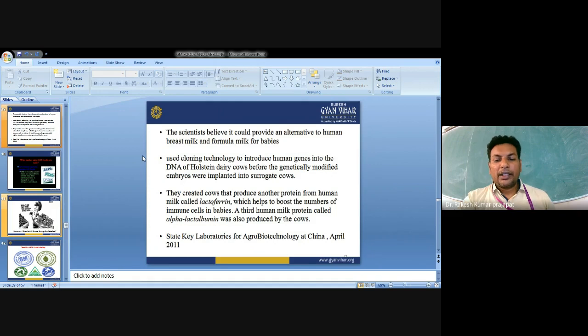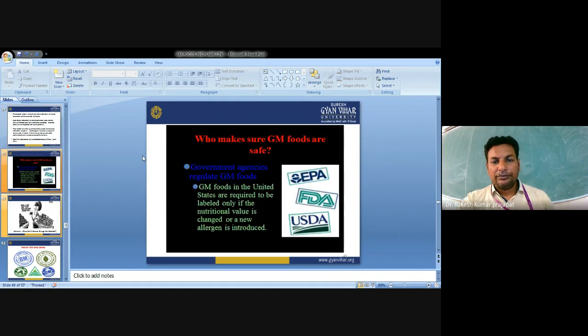State Key Laboratory for Agro-Biotechnology, China, April 2011.